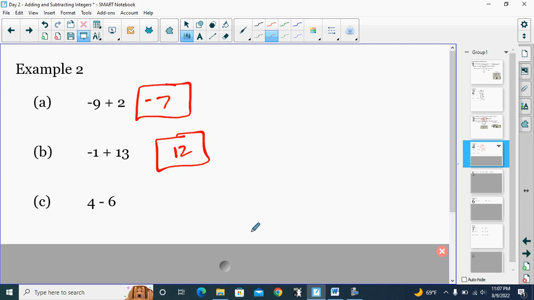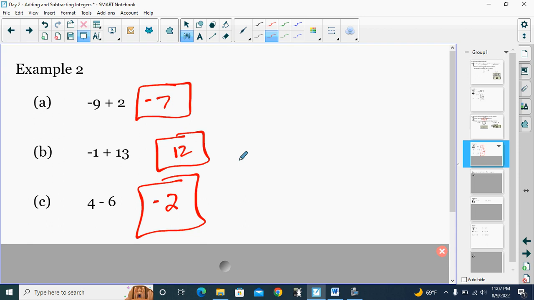4 minus 6. 4 minus 6. 4 is positive. 6 is negative. 1 positive and 1 negative. When that's the case, we subtract. We want to do 6 minus 4. 6 minus 4 is 2. The bigger number here was the 6. 6 is negative, so it's negative 2.